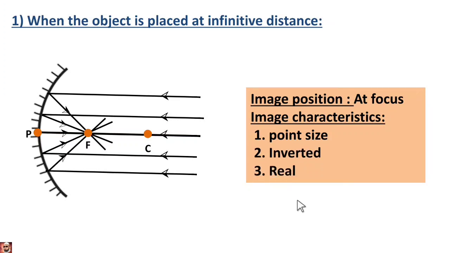So a real image is nothing but one which can be caught on the screen. It means the image which is formed on the screen instead of inside the mirror. Such a type of image we call a real image.